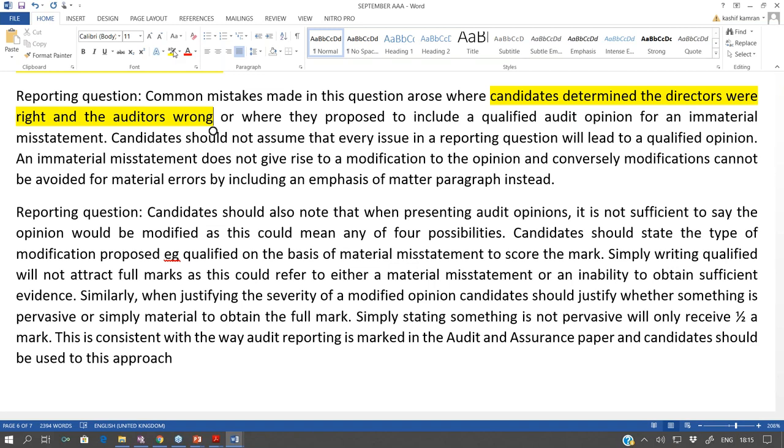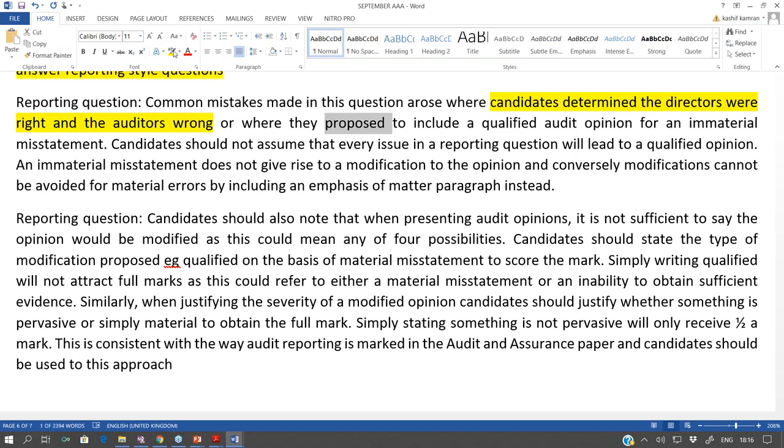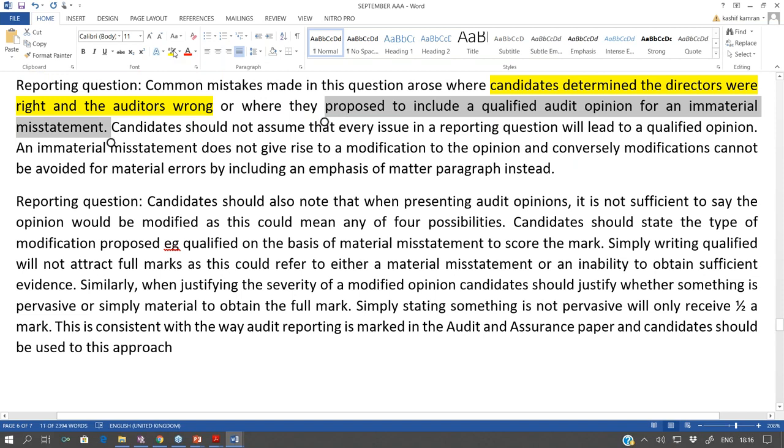Number two, or where they propose to include a qualified opinion for an immaterial misstatement. Propose to include a qualified opinion for an immaterial misstatement. Is that right?